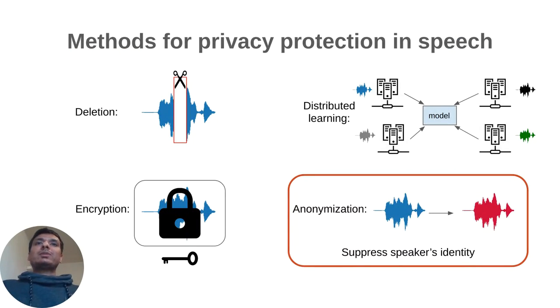First of all, we would like to classify the existing methods for privacy protection in speech into four broad categories. The first is deletion, where the sensitive segments of speech are physically removed and replaced with a placeholder signal. Second is encryption, where cryptographic methods such as homomorphic encryption are used to encrypt the speech signal and then secure the transmission channel. Third is distributed learning, where the speech data is divided across several different machines. The relevant information is computed locally and then aggregated to train the model.